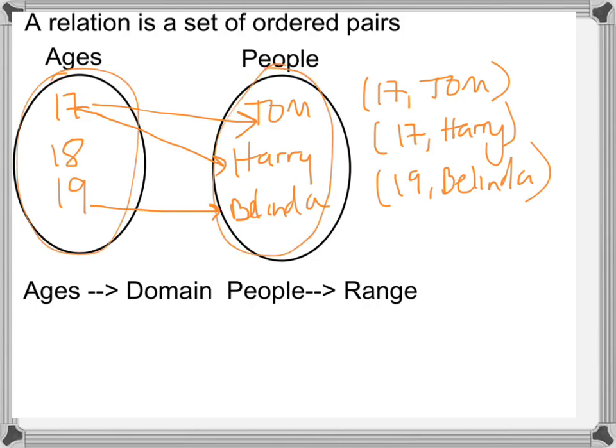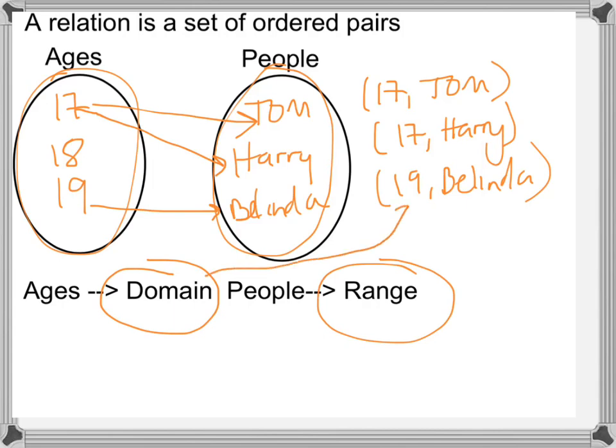Okay, in this case, the ages are what we consider the domain. They're what we take from. And the people are considered the range. Okay, and when you look at the ordered pairs, the domain is always going to be the first coordinate, and the range is always going to be the second. So it's always going to be domain, and then range. Now, domain is a set of values from which we start, and range is a set of values in which we end up. And it's going to be a little bit more clear when we have functions what the domain and range is.